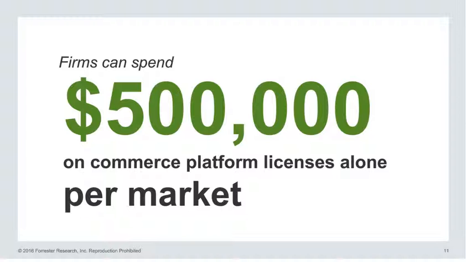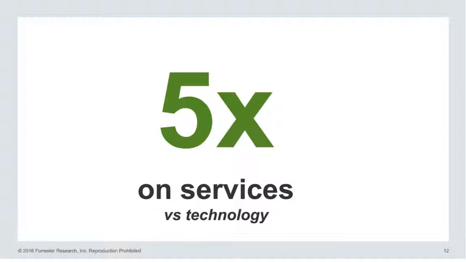But that's only the technology. When we're talking about the associated services, integration services, creative design, translation and localization, fulfillment partnerships, service partnerships, payment service providers, et cetera, it can easily skyrocket. When Forrester forecasted U.S. commerce technology spend and the spend on associated services like those I mentioned, we found that a really good rule of thumb is that you will spend generally five times the amount on services versus the technology. So it's a 5-to-1 ratio, services to technology.